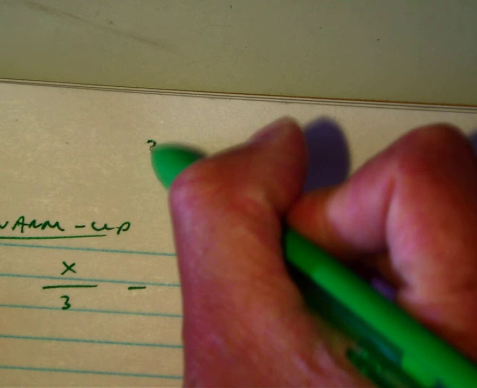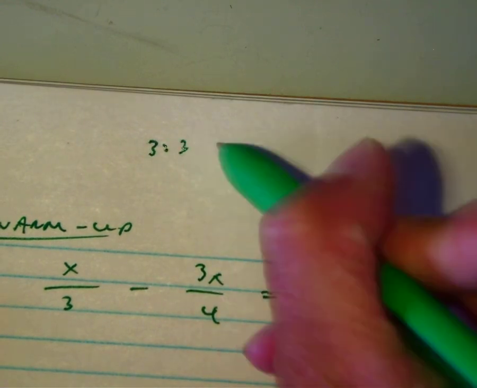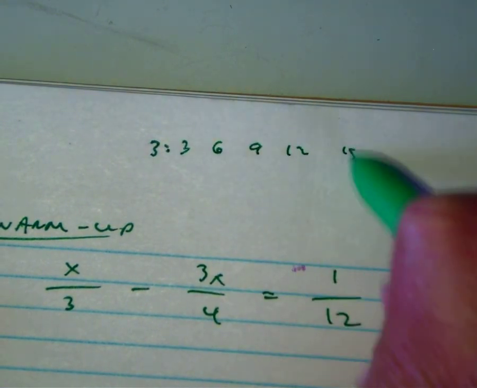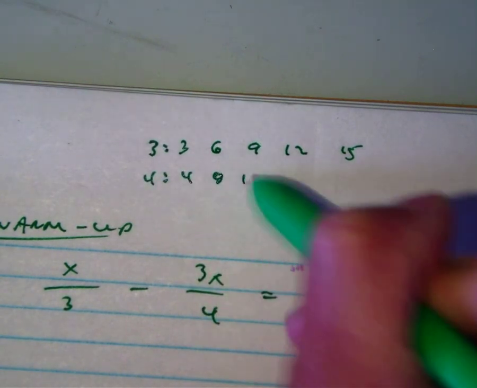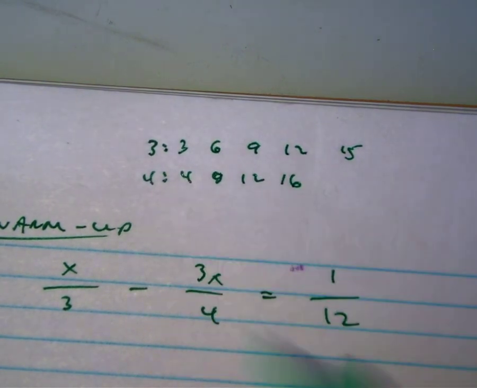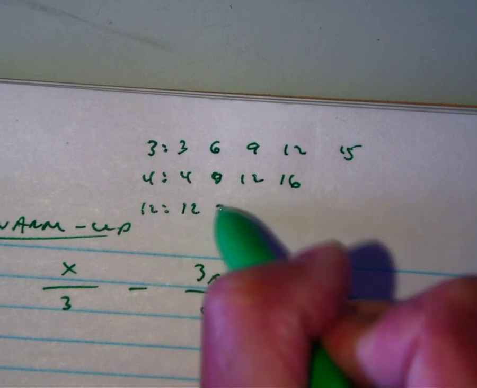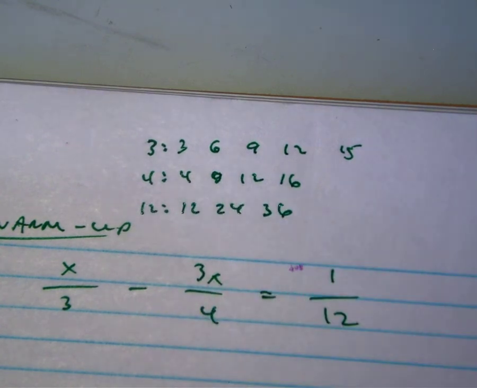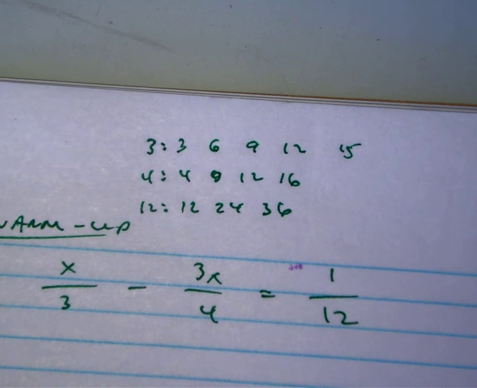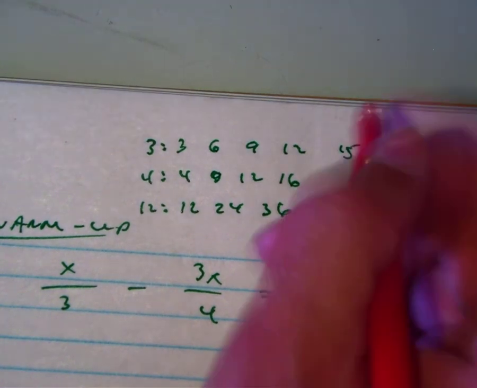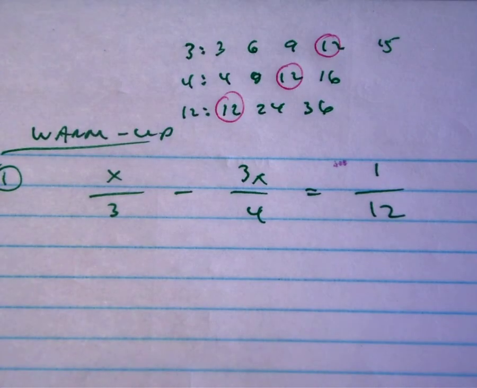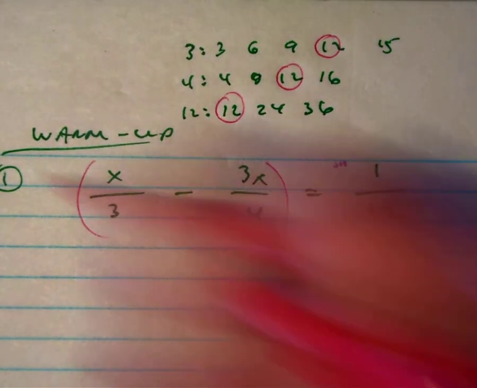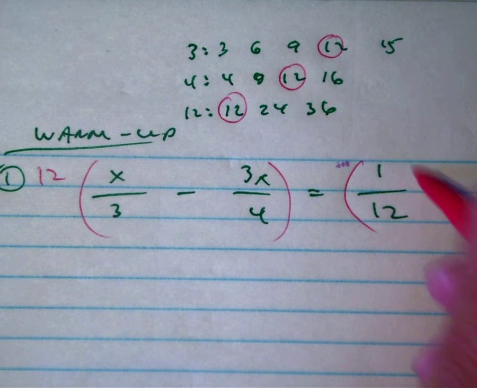Look here. If you're counting by 3s, you have 3, 6, 9, 12, 15. If you counted by 4s, you have 4, 8, 12, 16. If you count by 12s, you have 12, 24, 36. Class, what's the lowest common multiple? You have 12. So that tells us to multiply both sides of the equation by 12.